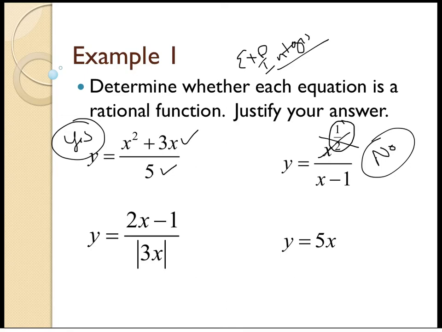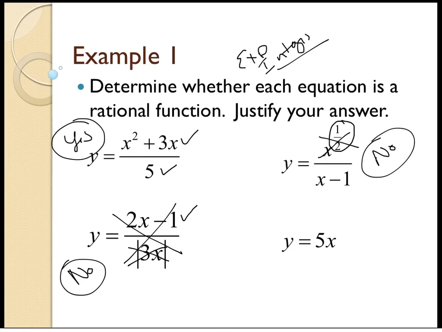If I look at this next one, example bottom left, the top is a polynomial, it's linear. Now I look at the bottom, and this is an absolute value. This guy is not a polynomial. So this second one down here is not an example of a rational function.